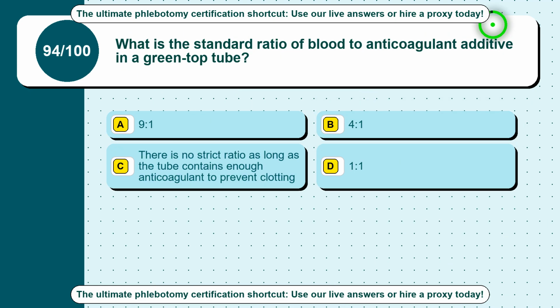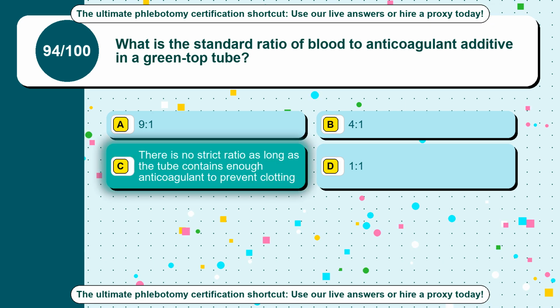Question 94. What is the standard ratio of blood to anticoagulant additive in a green top tube? Option A, 9:1. Option B, 4:1. Option C, there is no strict ratio as long as the tube contains enough anticoagulant to prevent clotting. Option D, 1:1. The correct answer is option C. There is no strict ratio as long as the tube contains enough anticoagulant to prevent clotting.